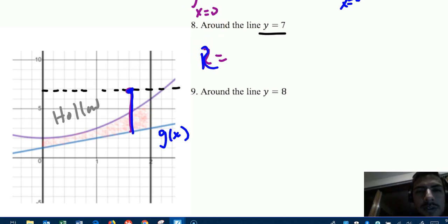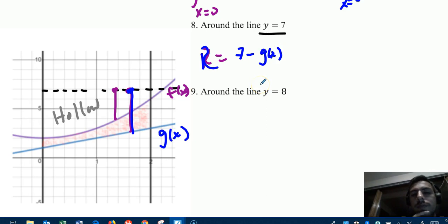And this time the little radius is going to be from the axis to purple. And again, the purple is f of x. So the big radius is going to be 7 minus g of x. The little radius is going to be 7 minus f of x.